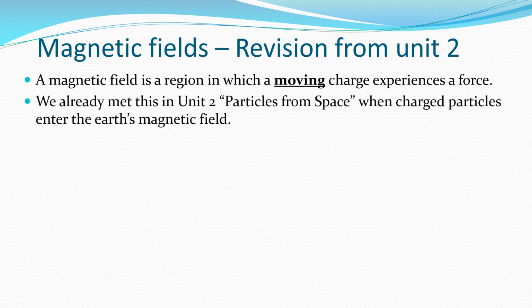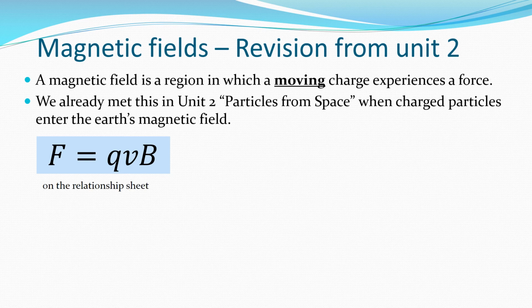We already met this in Unit 2 when we looked at particles from space, when charged particles enter the Earth's magnetic field, and that's where we see effects such as the northern lights. The equation that we used for the force on a charged particle entering a magnetic field is F is equal to QVB, and this appears on the relationship sheet.